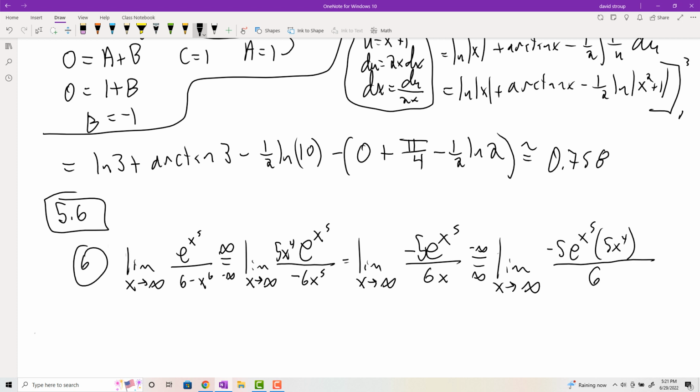Okay, so we got this monstrosity. In the numerator, basically you just have a bunch of stuff being multiplied together. So if you plug in 10, you'll have e to the 1 with 5 zeros, which is a huge number, times 5 times 10 to the 4th, which is a huge number. That numerator is going to go to negative infinity. Okay, and then dividing by 6 isn't going to do anything except slow it down a bit. So you'd end up with negative infinity at the end of the day.